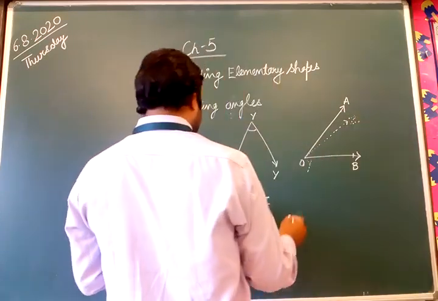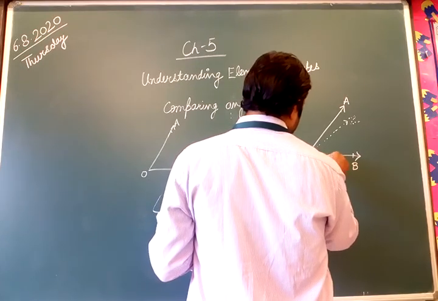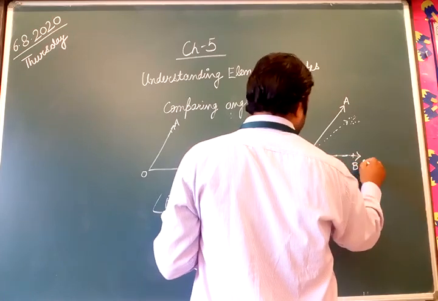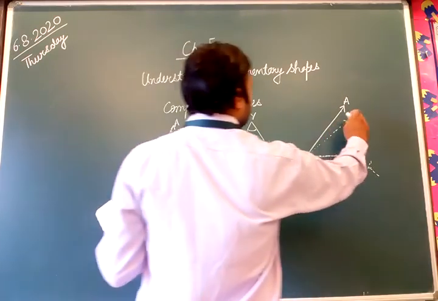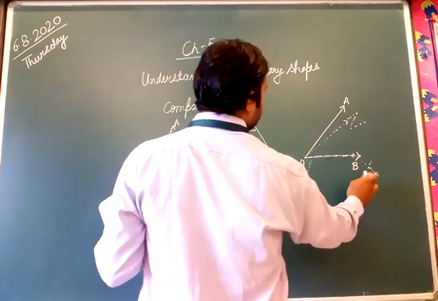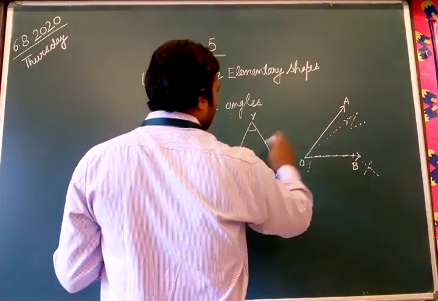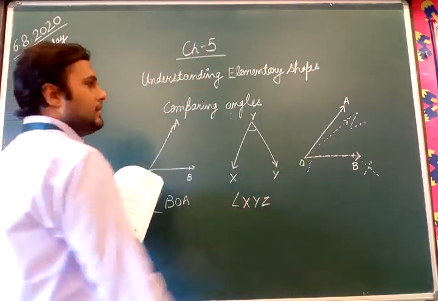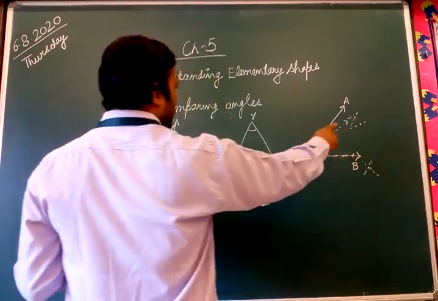This is your Z, and this is your X. This is your Z, this is your X, this is your Y. So I will place this angle over this angle, so it will overlap. So now you can easily say both the angles are there, angle AOB and angle XYZ.